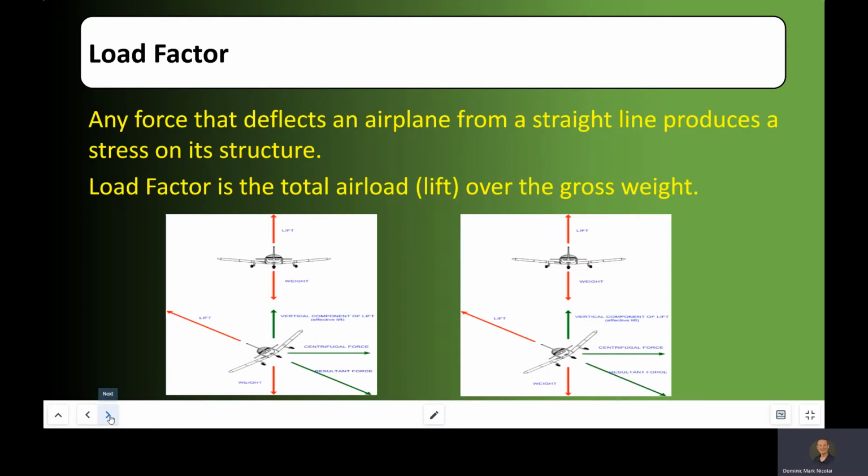All right, we'll finish off class today. Finish off some aerodynamics, and then we got a couple of charts to talk about. So load factor. The load on the wing is what we're talking about. Any force that deflects the airplane from a straight line is going to produce a stress on the airframe.